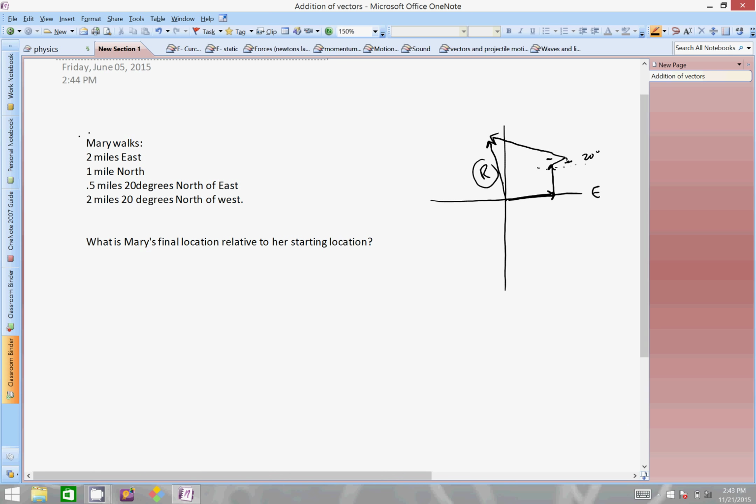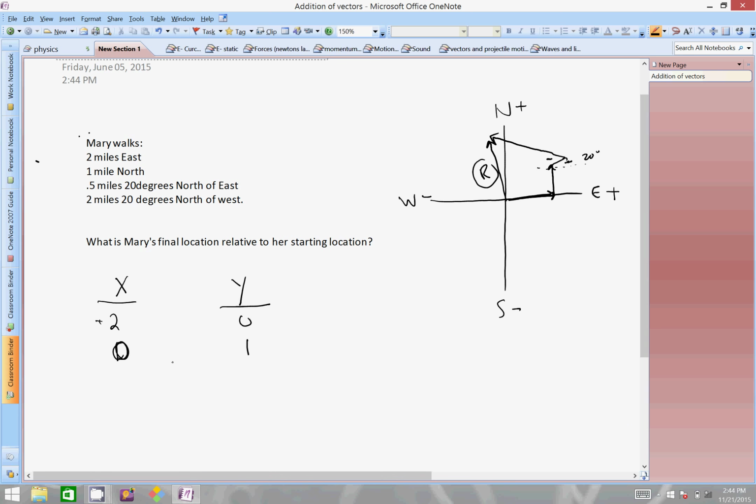So let's start doing this mathematically. I have all my x components and all my y components, and I'm going to start adding them up. The first leg goes 2 miles east. East is going to be positive, west will be negative, north will be positive, and south will be negative. So first off, we have 2 miles east, positive 2, and nothing in the y direction. Then 1 mile north, and nothing in the x direction.